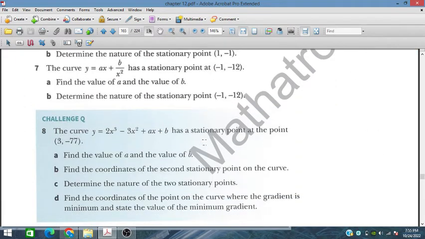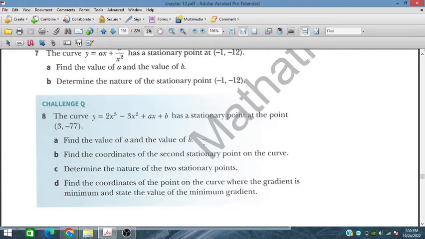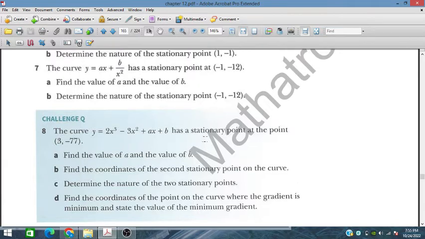Now let's solve problem number 7. The curve y is equal to ax plus b x squared has a stationary point at (minus 1, minus 12). This curve has a stationary point at these coordinates. Find the values of a and b and determine the nature of the stationary point. So we have to find the nature of the stationary point and the values of a and b.